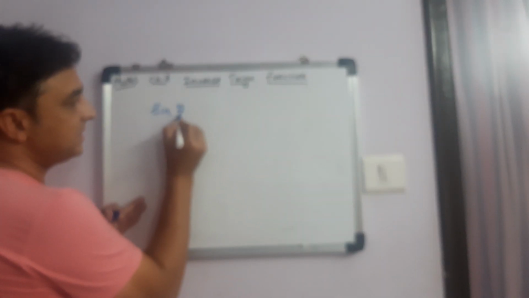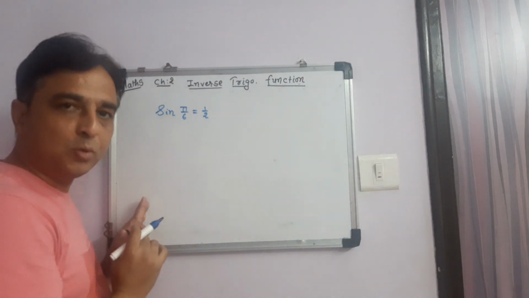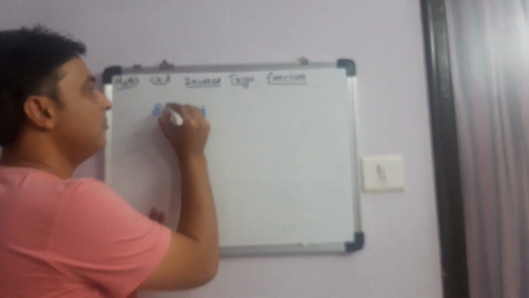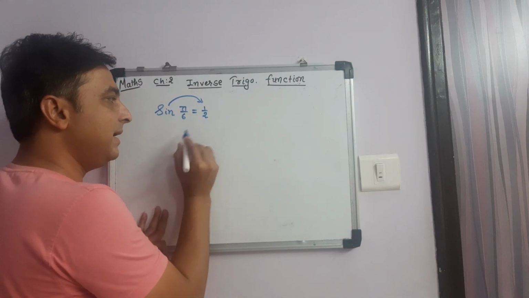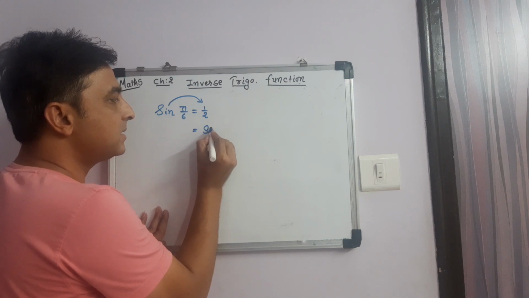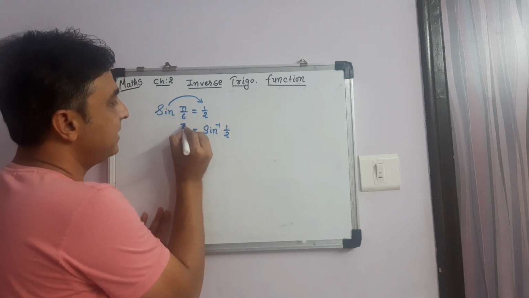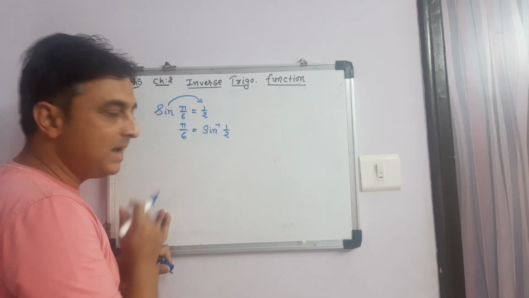sine pi by 6 equal to 1 by 2. So this is the sine function. Now if we are taking sine on the right hand side, then it becomes sine inverse 1 by 2, and here the answer will be pi by 6.